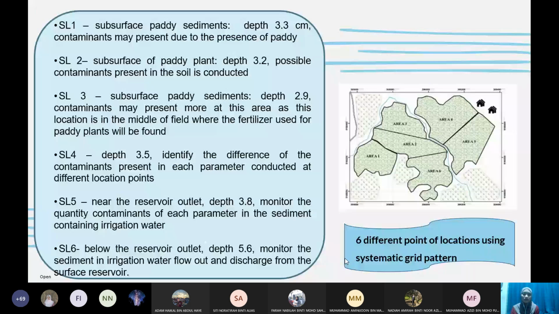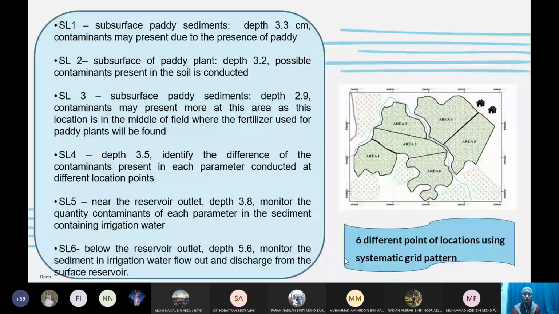Next. These are 6 different points of location using a systematic grid pattern. SL1 until SL4 are at the subsurface paddy sediments, each at a different depth to check for possible contaminants. For SL5, it is near the reservoir outlet to monitor the quantity of contaminants of each parameter in the sediment containing irrigation water. And for SL6, which is below the reservoir outlet, it is to monitor the sediment in irrigation water flowing out and discharged from the surface reservoir.